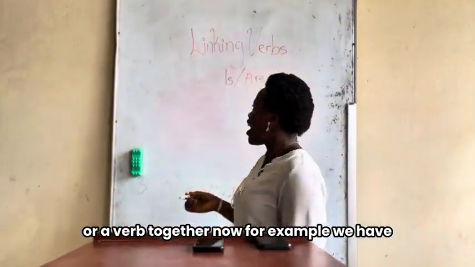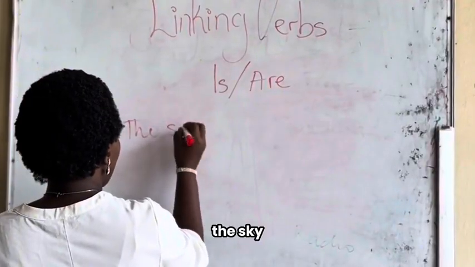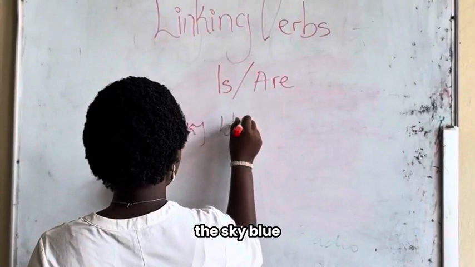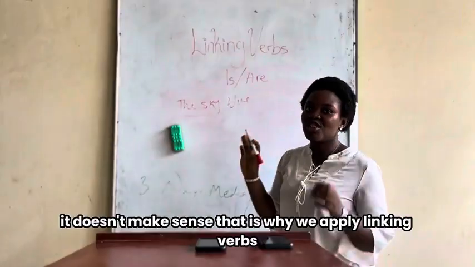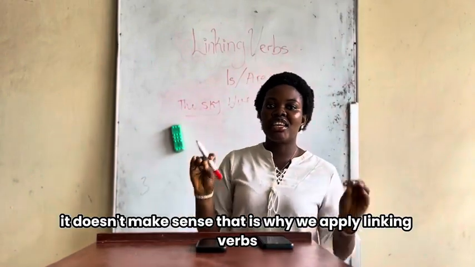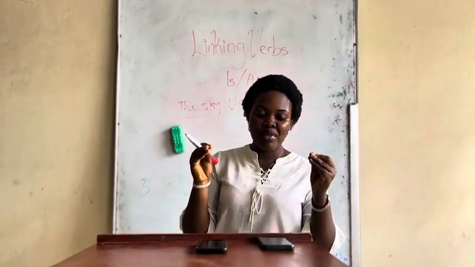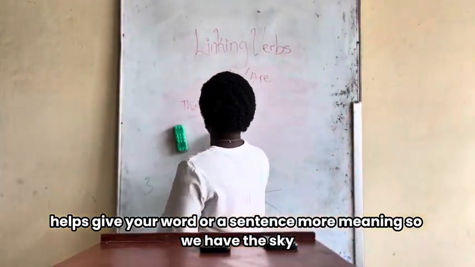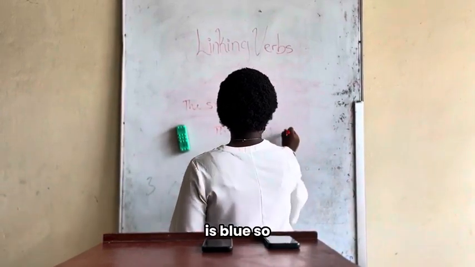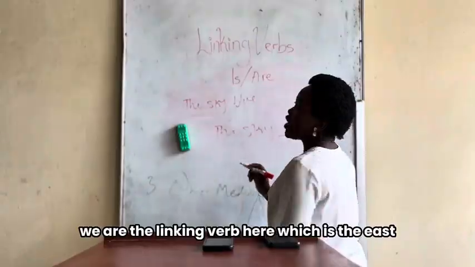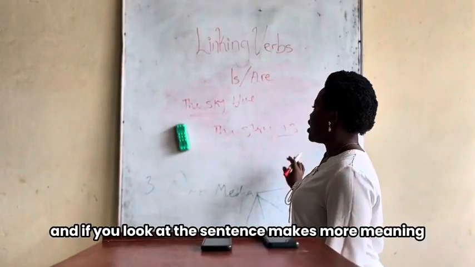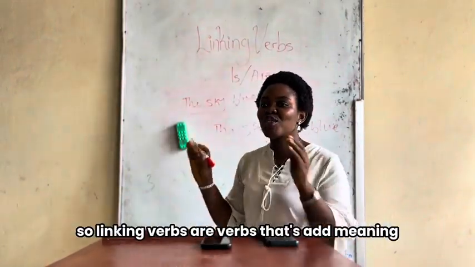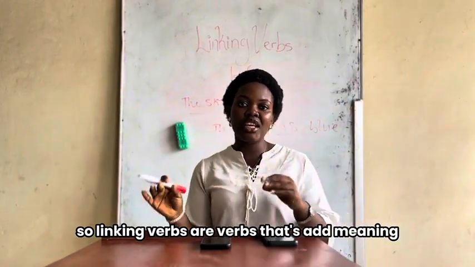Now, for example, we have the sky blue. And from looking at this sentence, it doesn't make sense. That is why we apply linking verbs. So linking verbs help give your word or a sentence more meaning. So we have the sky is blue. We add a linking verb here, which is the is. And if you look at it, the sentence makes more meaning to you and to me. Hope you understand. So linking verbs are verbs that add meaning to a sentence.